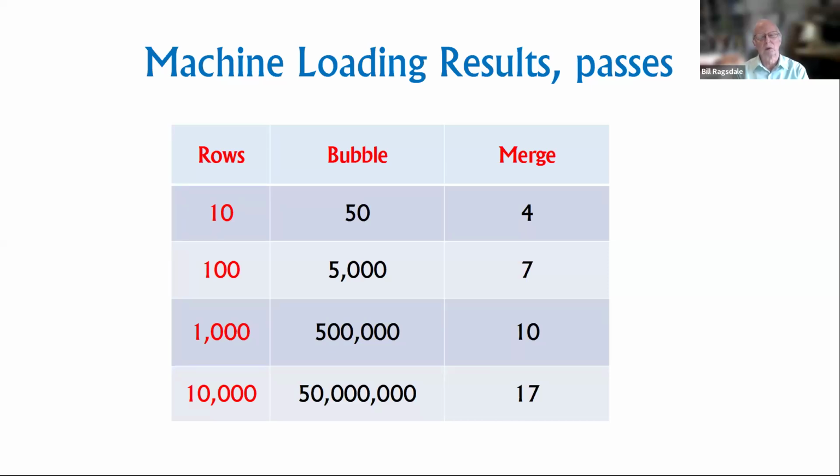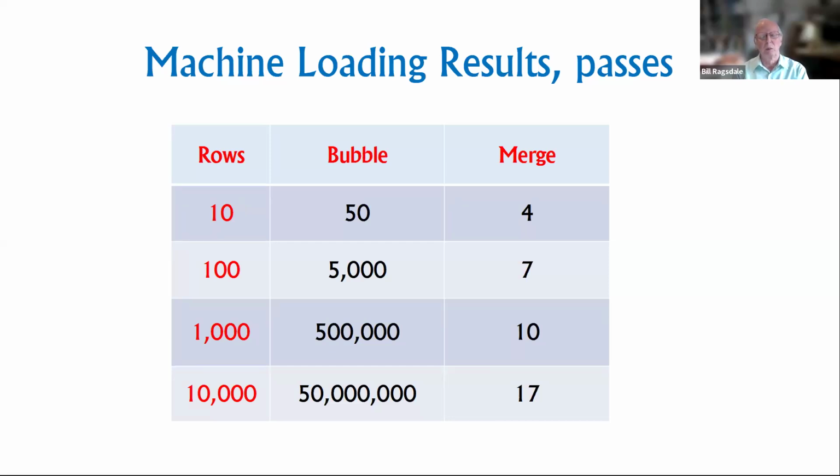For 100 rows, the bubble sort would do 5,000 passes. The merge sort does only 7. For a 1,000-row matrix, the bubble sort is now doing 500,000 passes through that matrix, and the merge is only doing 10. And the winner, of course, is the 10,000-row matrix. It has required 50 million passes by a bubble sort, and in the merge sort, it is just 17.